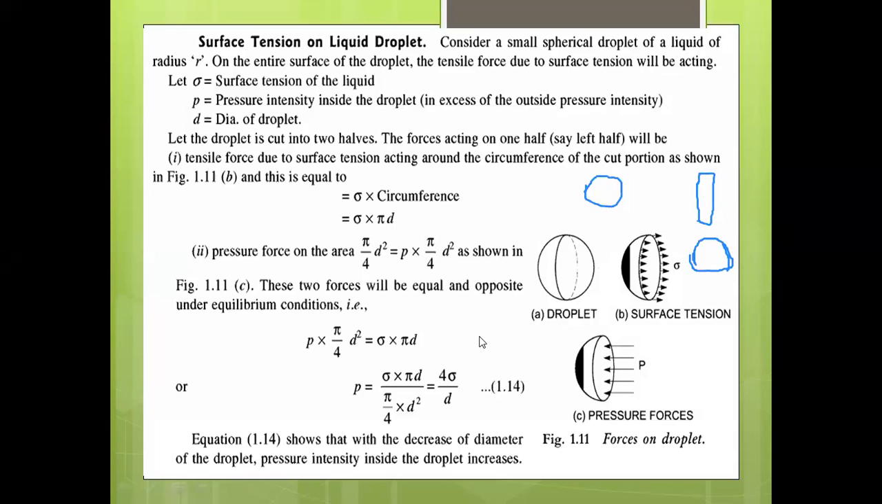So just here, you go on writing these formulae. Okay. The first expression, the first derivation, is for finding the pressure intensity inside the liquid bubble. Not bubble, liquid droplet.